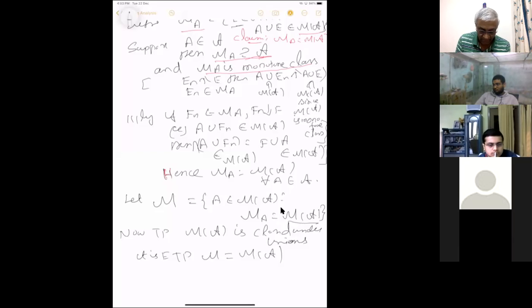Correct? Now our aim is to prove assertion 2. Assertion 2 says that M of script A is closed under union. To prove that it's closed under 2-element union, A union B, it is enough to prove that this script M is the same as script A. Why is this true? Because if we prove that, then you take any element A in M of A, then this M_A is equal to this. That's what it means.